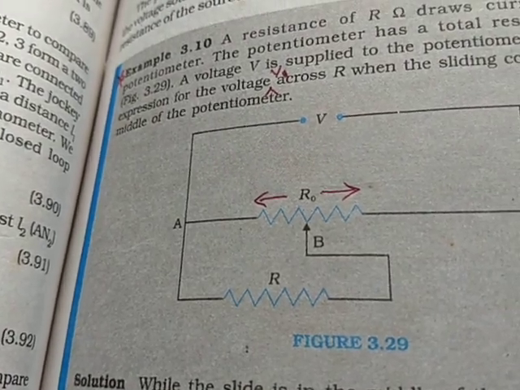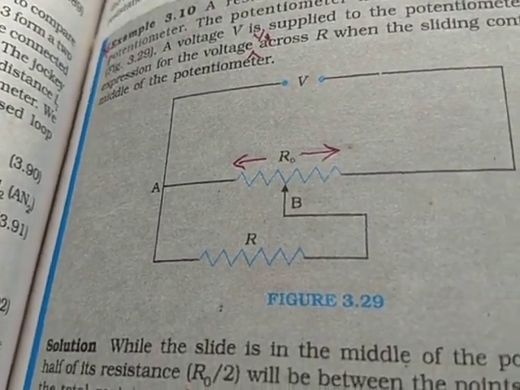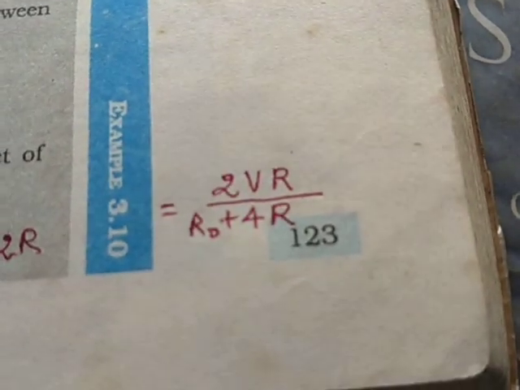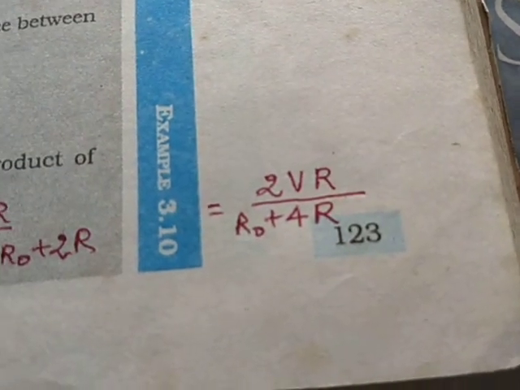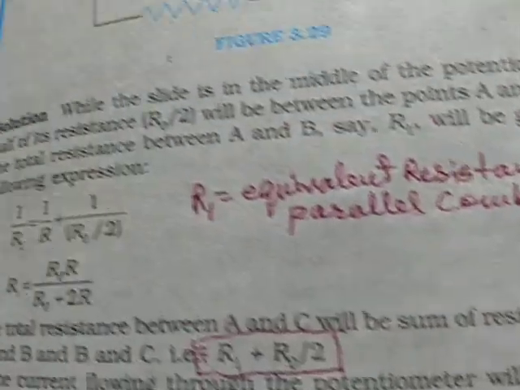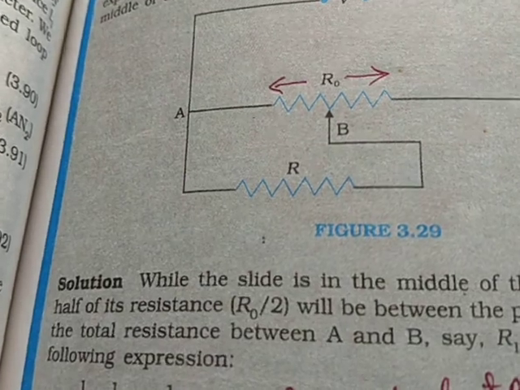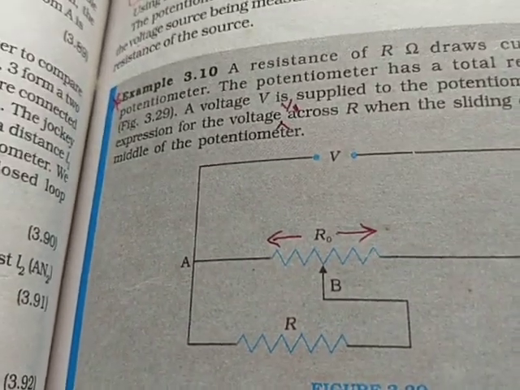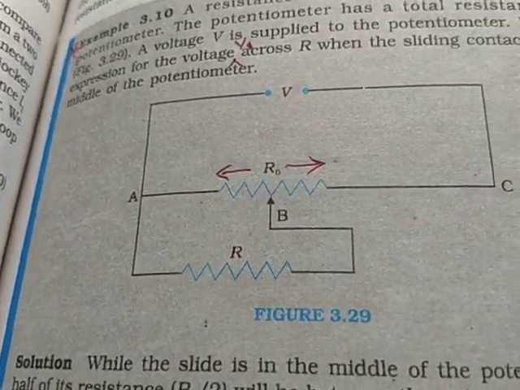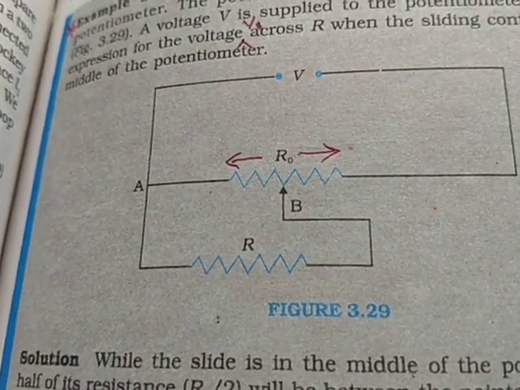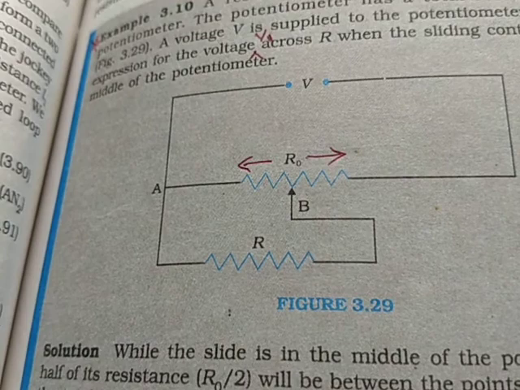And so on putting the value of R1 and solving, we get the total potential drop across the point AB when the slide is in the middle of the potentiometer, equal to 2VR by R0 plus 4R, where R is the resistance in parallel to the potentiometer, V is the potential of the battery applied across this combination of resistances, and R0 is the total resistance of the potentiometer.